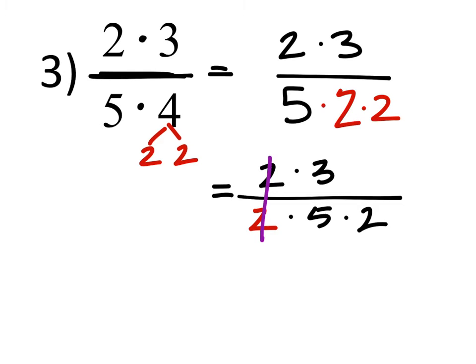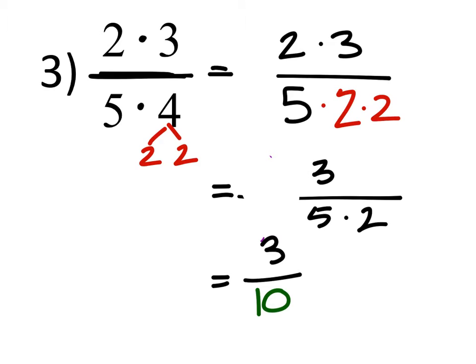So, as it turns out, we can actually just ignore that right there. Well, in my numerator, now I only have a 3, and in the denominator I've got 5 times 2, which is 10. And now it's simplified completely because of that prime factorization stuff.